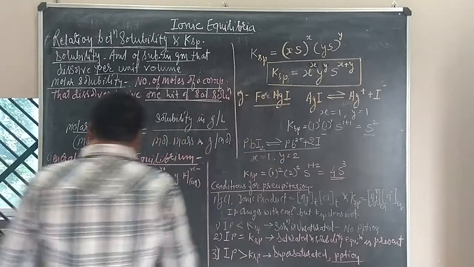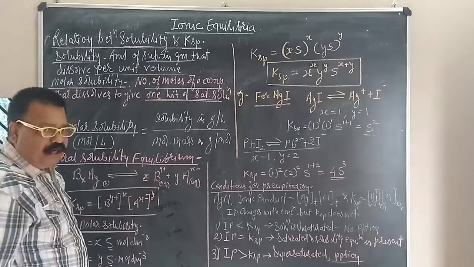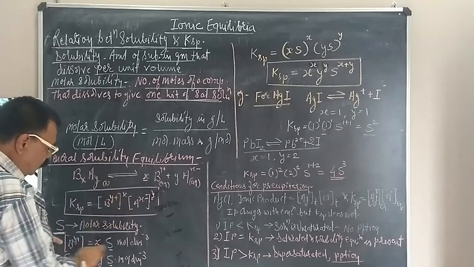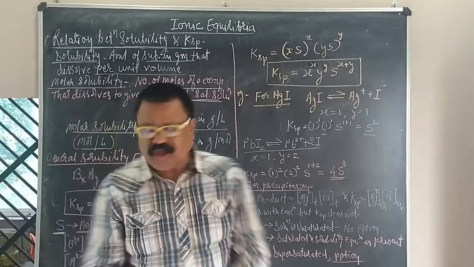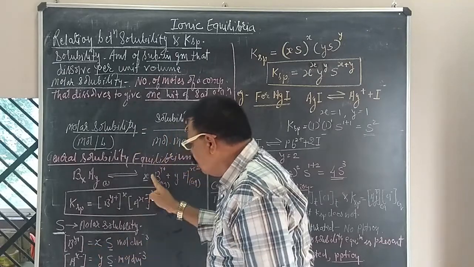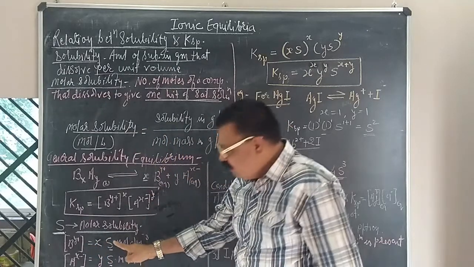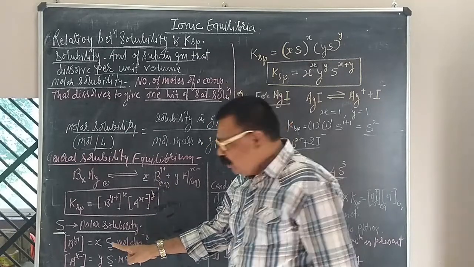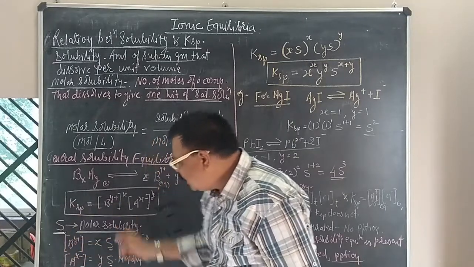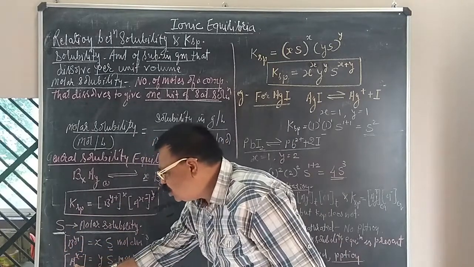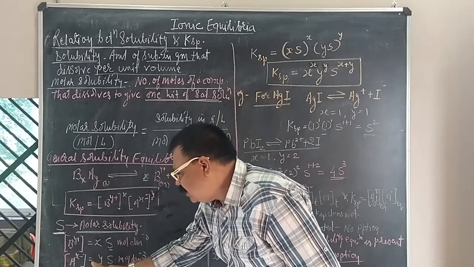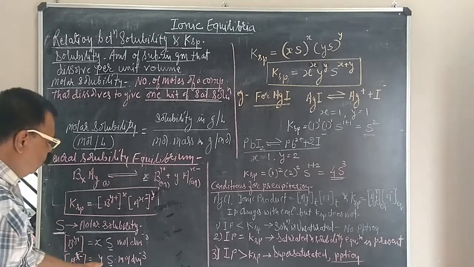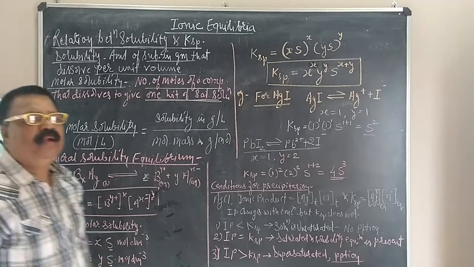But we know that this coefficient is raised to the power. That's why, if I take the molar concentration, it is x multiplied by S, where x is the coefficient and S is the solubility. So we get the concentration of B^y+ equal to x into S, and the concentration of A^x- equal to y into S, in moles per cubic decimeter.